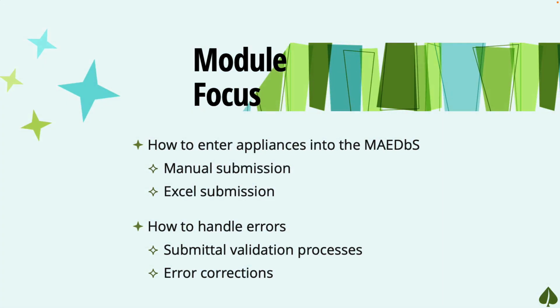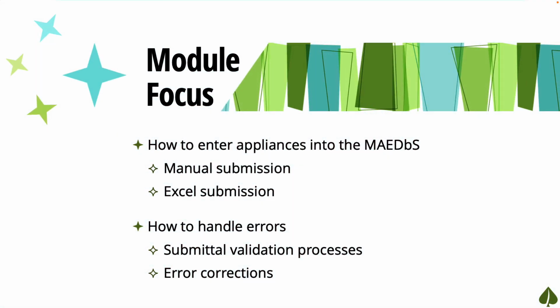In this module, we'll go over the process for certifying products to the California Energy Commission, or CEC, Modernized Appliance Efficiency Database System, or MAEDbS for short. This will include instructions for uploading product data, either manually or through Excel, and how to address errors in the submission process.